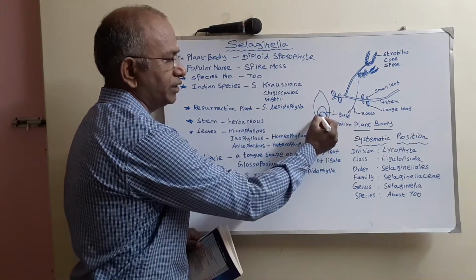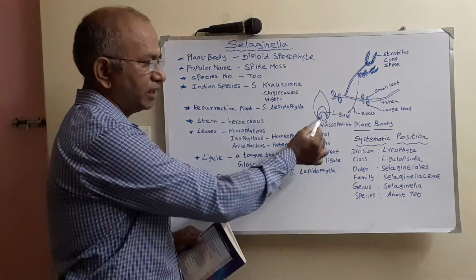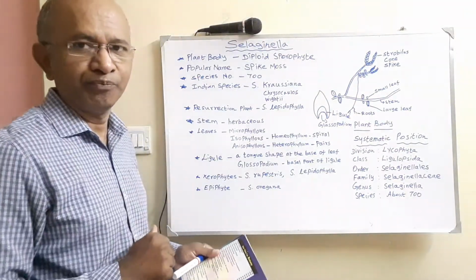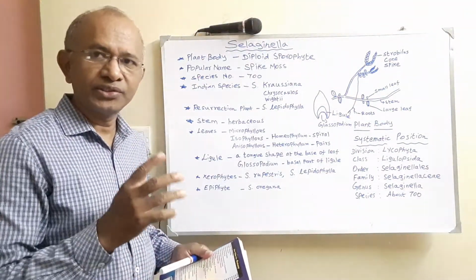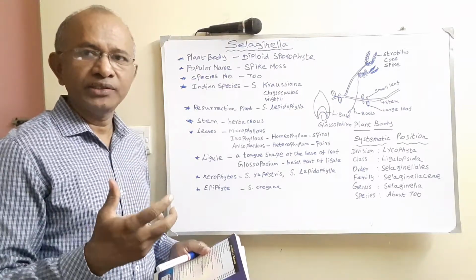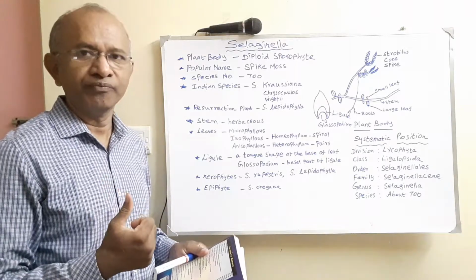That pocket-like structure is known as the glossopodium. This glossopodium normally helps to conserve the moisture. It retains the moisture so that the plants won't dry up. The plants are always in a moisture condition.